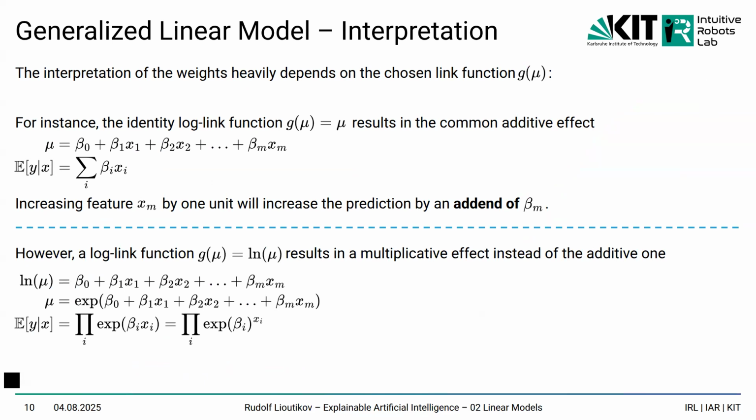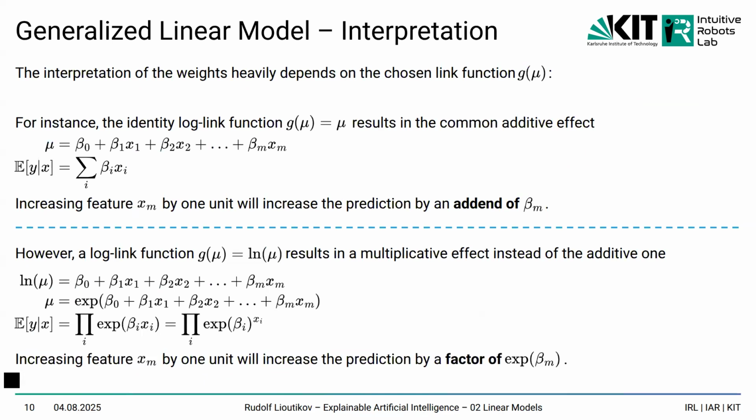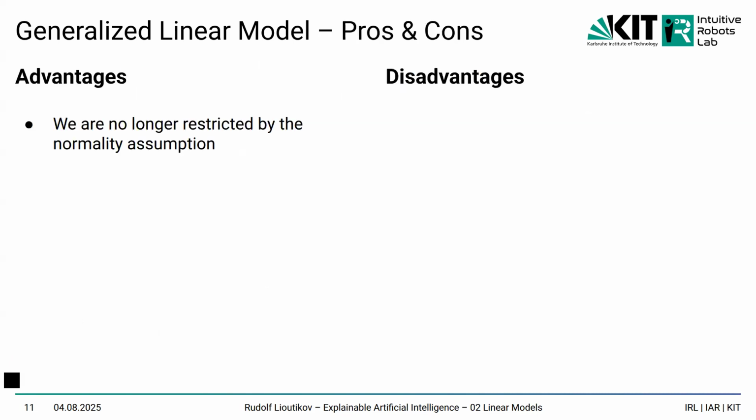However, if we have something like this log link function here, then it becomes a multiplicative term. Changing x_m by 1 unit will increase the prediction by a factor of the exponential of beta_m. So it's not that trivial anymore, it's not a fixed additive term but a multiplicative one. But still, there is some interpretability if you allow for a simple enough, understandable link function. So the advantage here is that we're no longer restricted to this normality assumption.